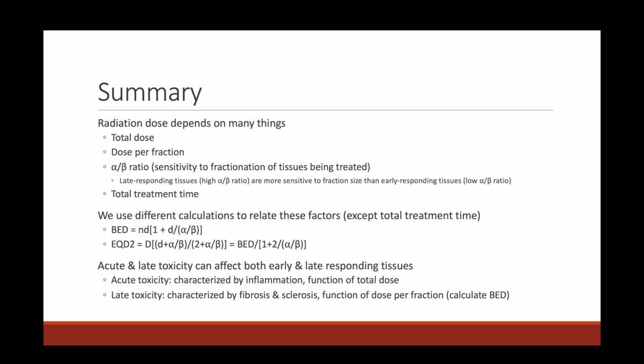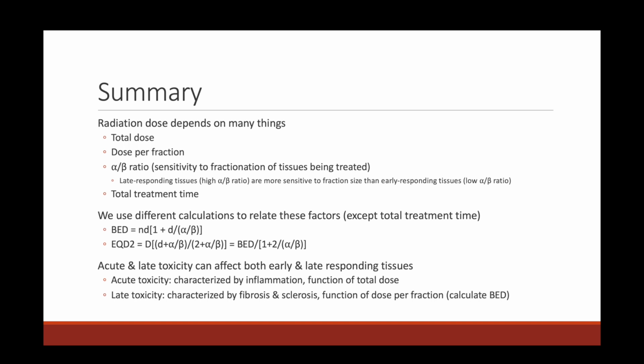tissues. And remember, early responding tissues, I like to think of these as the tissues that are going to respond to radiation regardless of the dose. So these are your rapidly dividing cells, including most of your tumors. Think of really rapidly growing tumors such as squamous cell carcinomas of the head and neck. Also think of rapidly dividing tissues in our body like skin cells, the lining of our intestinal tract. These rapidly dividing early responding tissues have a lower alpha-beta ratio, and they are less sensitive to fraction size.